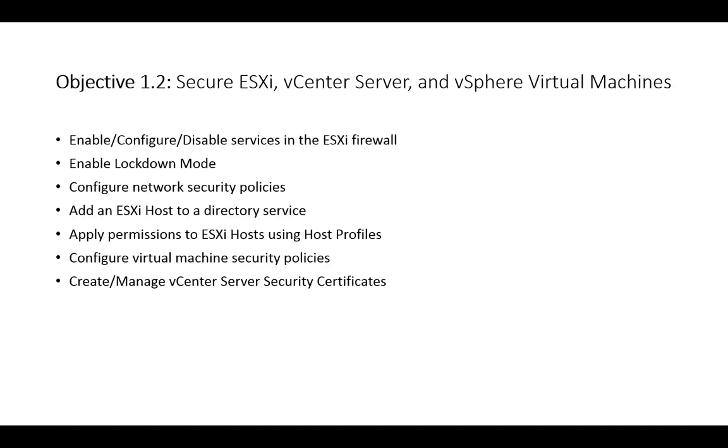So we'll go to 2.1. We're securing ESXi, vCenter Server, or virtual machines. So what we've got is enable, configure, disable services on the ESXi firewall. That's something you'll need to know if you plan on going further than the VCP test. Enable the lockdown modes, configure network security policies, add ESX hosts to directory services, which I've already got set up, but we'll show you how that is. Apply permissions to the ESX host using host profiles. Configure virtual machine security policies, create and manage server certificates.